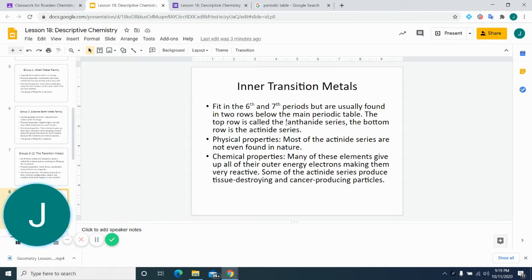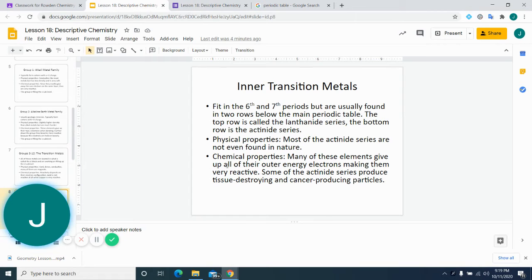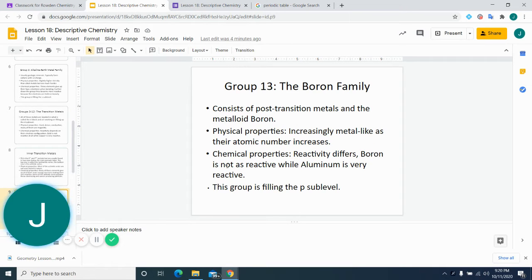So the top row is called the lanthanide series. This row right here, this 57 through 71, is the lanthanide series, and this one down here is the actinide series. And most of them are not even found in nature. A lot of them were produced in labs, and they're extremely reactive, and that's why, in fact, the actinide series produces tissue-destroying and cancer-producing particles because of how reactive they are.